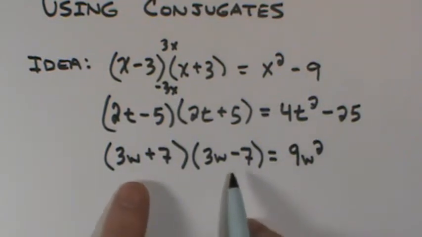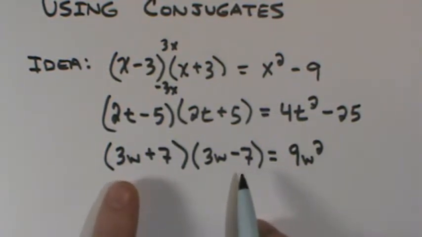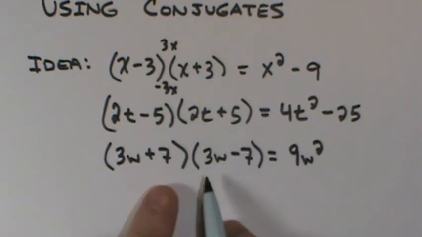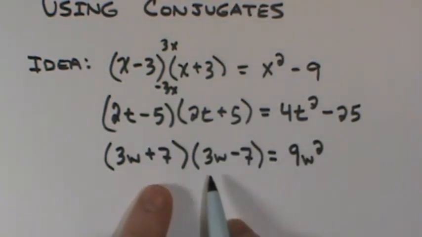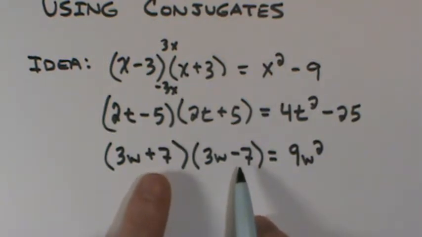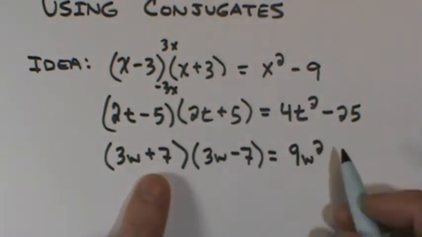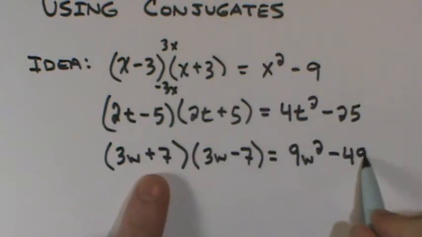Once you start to recognize the structure here, I don't even really need to do this multiplication for the outer, inner, because I know they're always going to cancel out. And so then I just go to my last. 7 times negative 7 is negative 49.